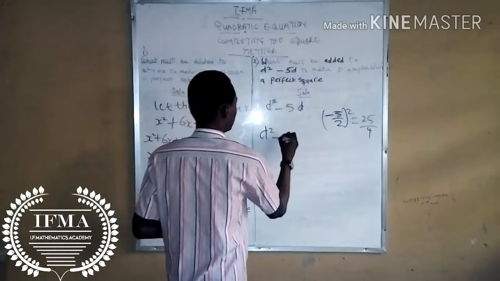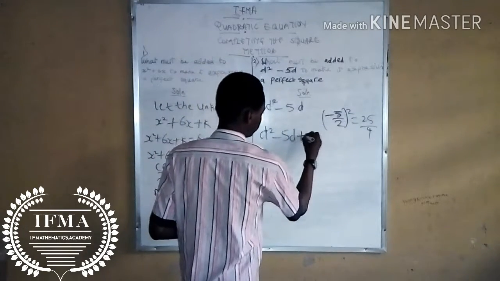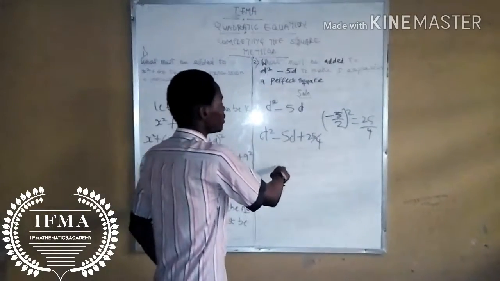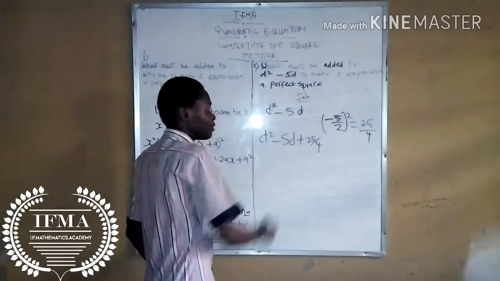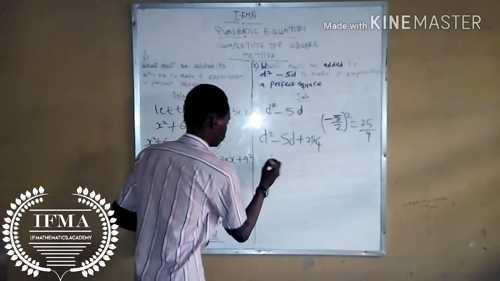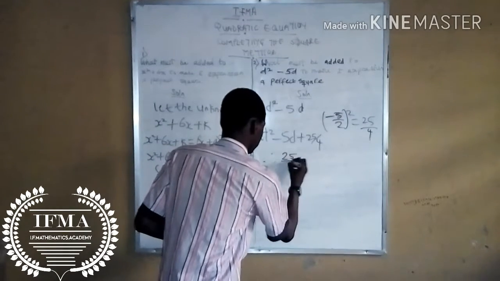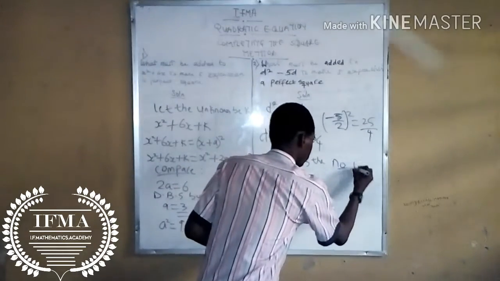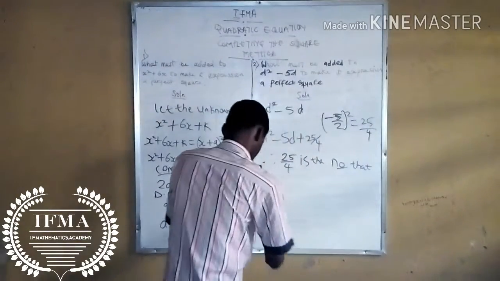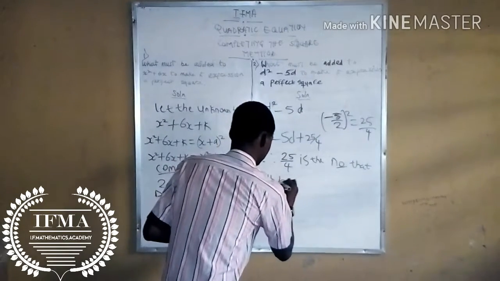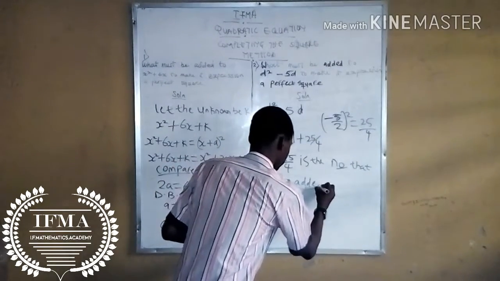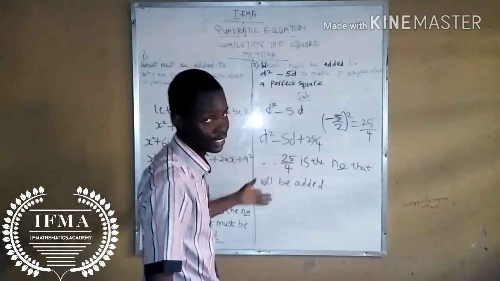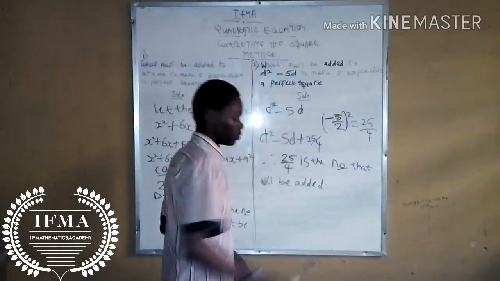Therefore we have this, and since this is a word problem, you have to answer in words. So 25 over 4 is the number that must be added to this equation.